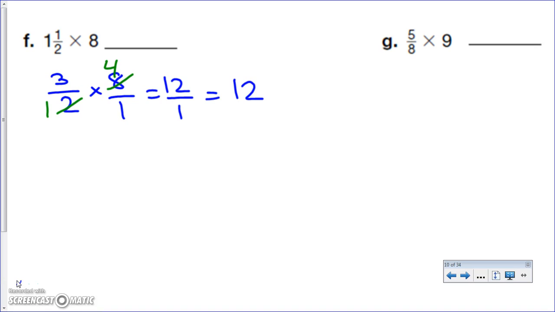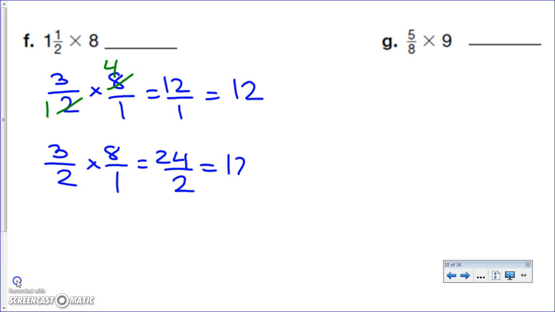So we're going to reset up 3 halves times 8 over 1. And then this time we're just going to multiply straight through. So 3 times 8 is 24, 2 times 1 is 2. And then 24 divided by 2 equals 12. So either way you do the problem, you're going to get the correct answer. It's just sometimes easier to simplify at the beginning, so you're working with smaller numbers when you're going from the improper fraction to the mixed number.